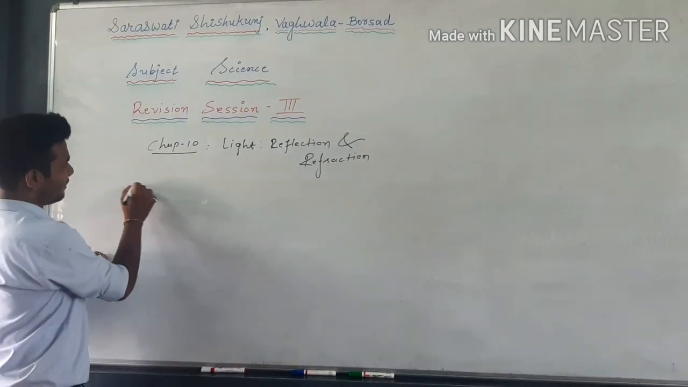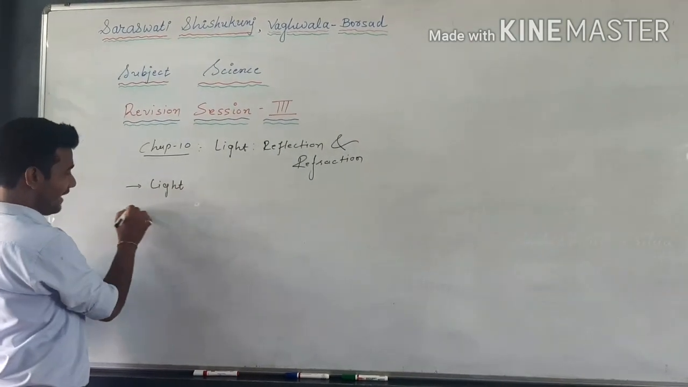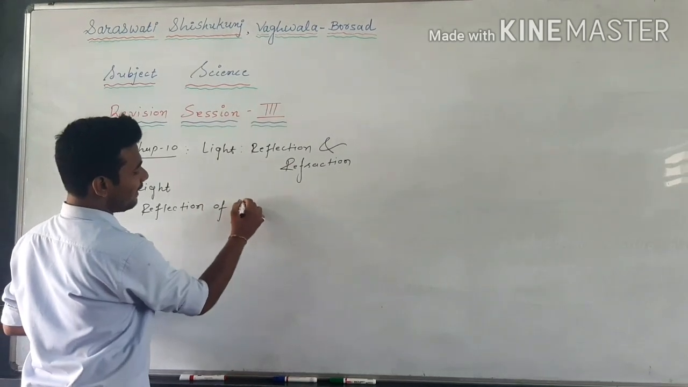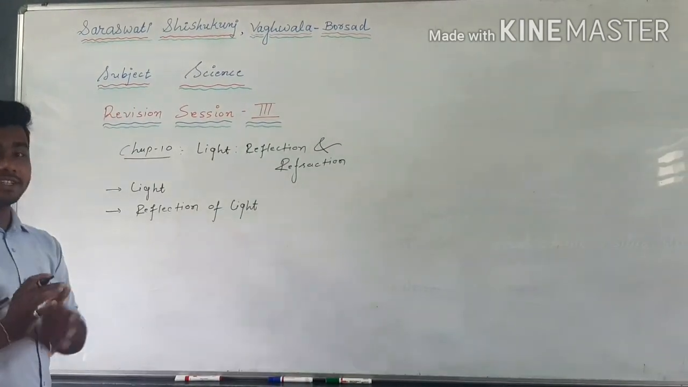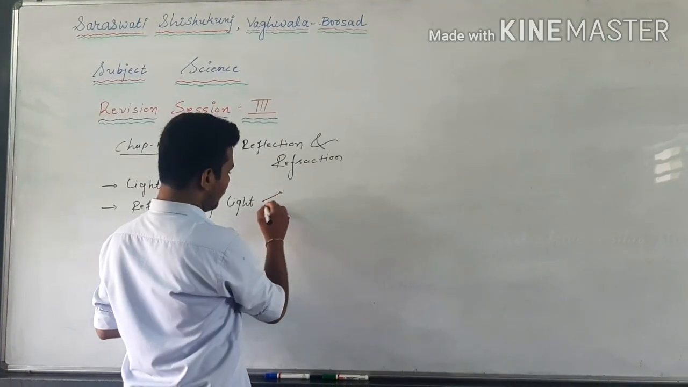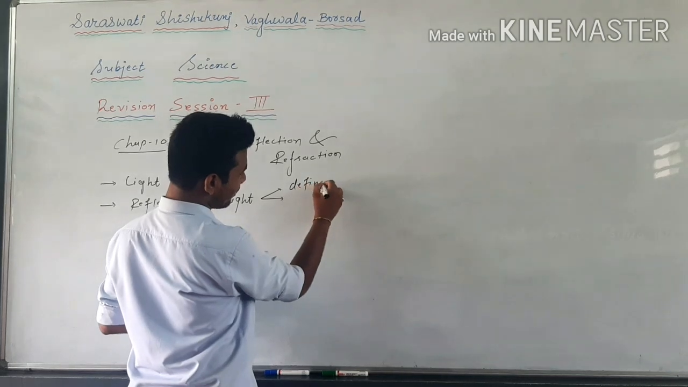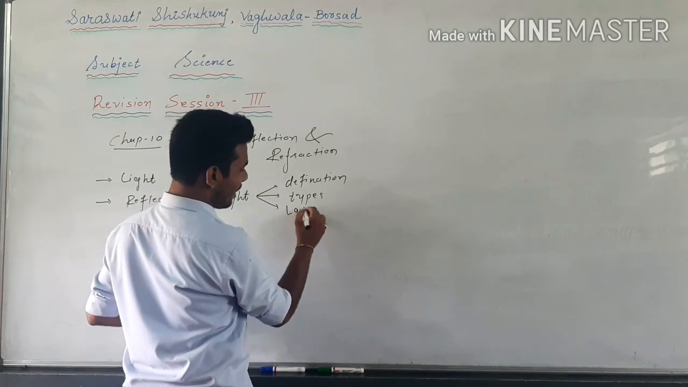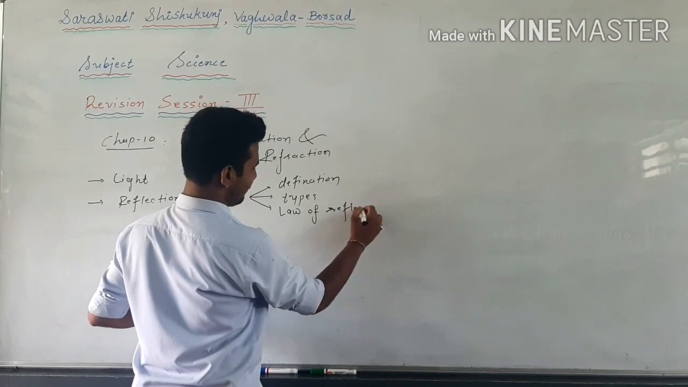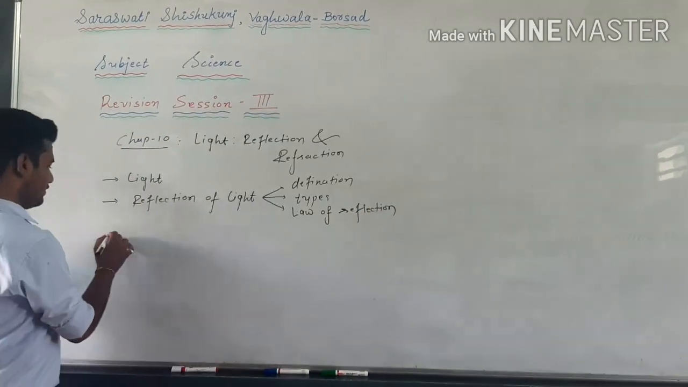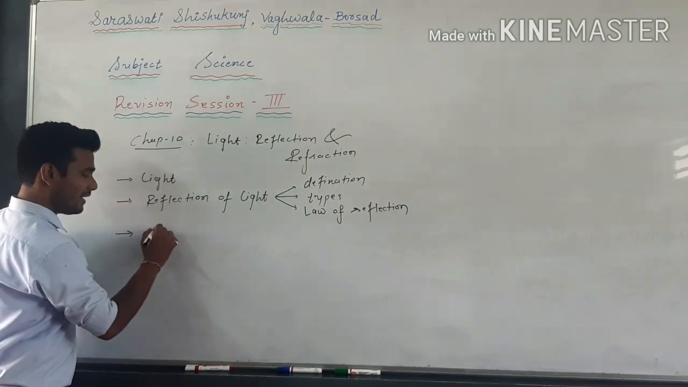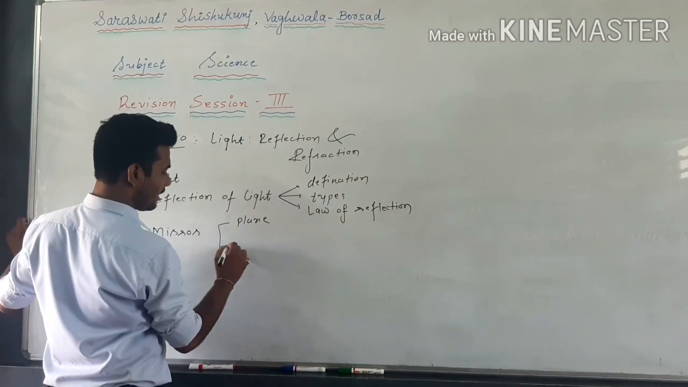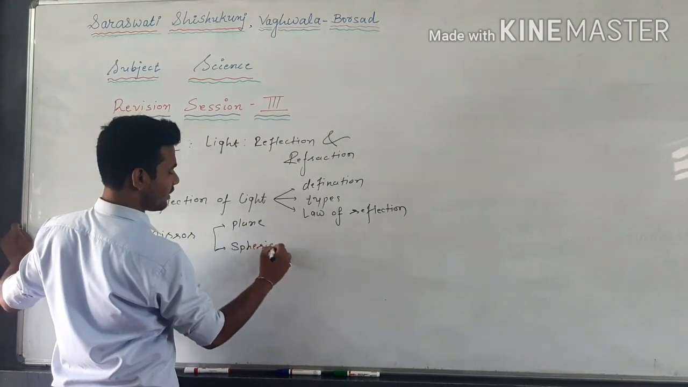So in revision session 3 we will discuss what is light. Also here we will discuss reflection of light. In reflection of light, we will discuss its definition, its types, and we will also discuss the law of reflection. After that, we will discuss reflection by mirror, right? So, reflection by plane mirror and reflection by spherical mirror we will discuss.